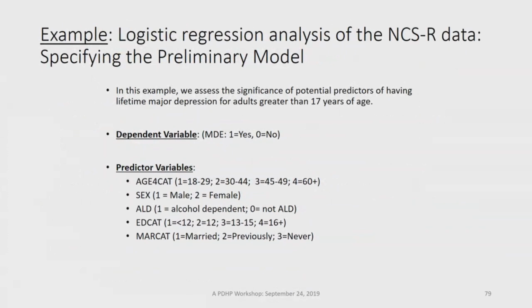So our dependent variable here in the National Comorbidity Survey data set is MDE again, that major depressive episode indicator for yes and no. And then we have a list of sociodemographic predictors: age, sex, whether they've ever been diagnosed with alcohol dependence, education, and marital status.